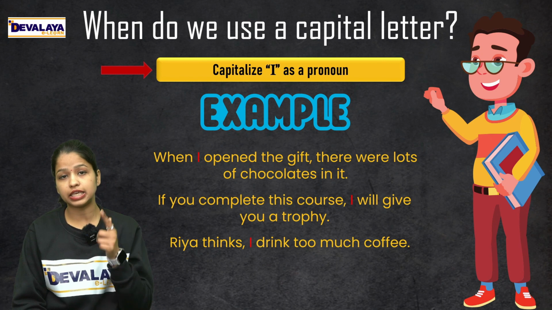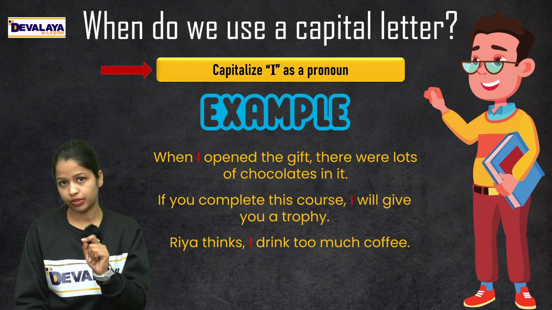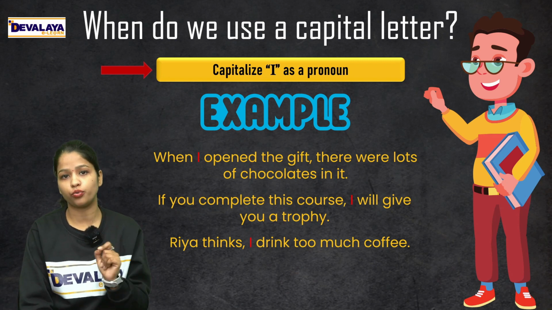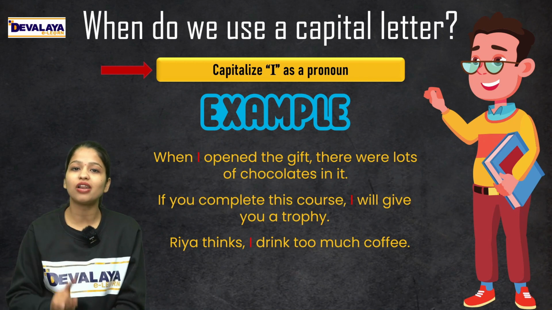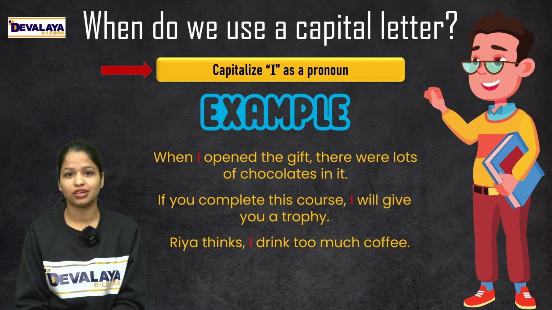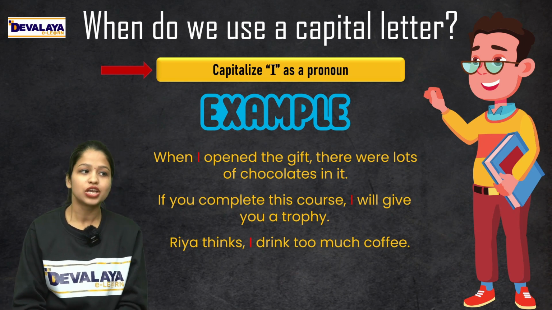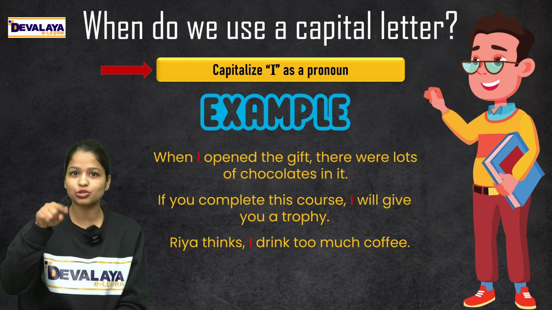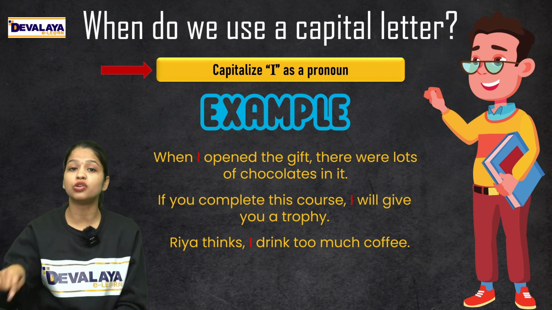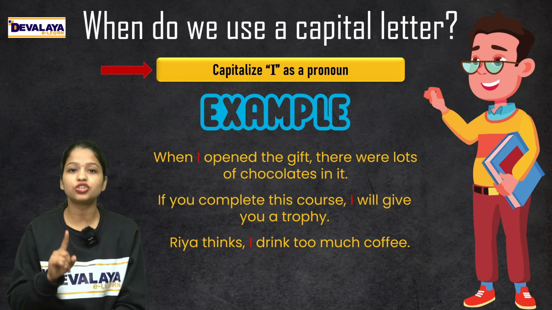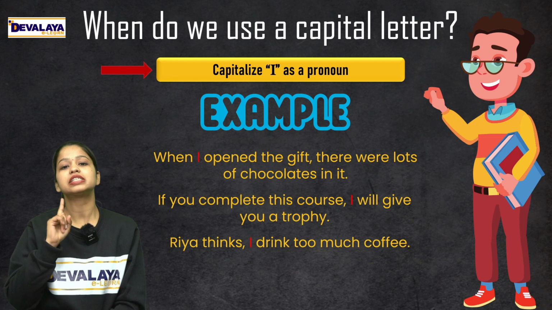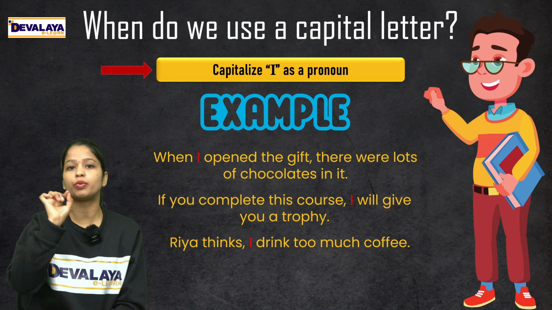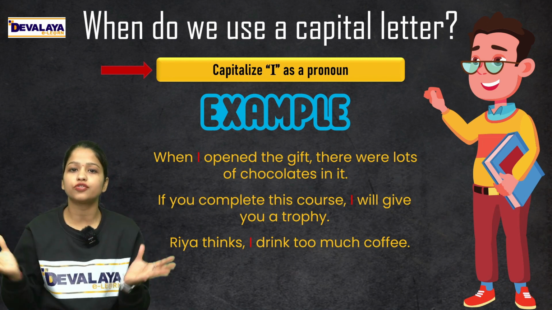See, in each of the sentences, we are using I. And no matter where we are using I, we need to capitalize I always. We cannot use a small i. That's a rule that you should know, that you should always remember. Clear? So, when I opened the gift, I cannot say when small i opened the gift. No, that would be wrong, totally wrong. You need to always use I as a capital letter in the sentence. Clear? When I opened the gift, there were lots of chocolates in it.